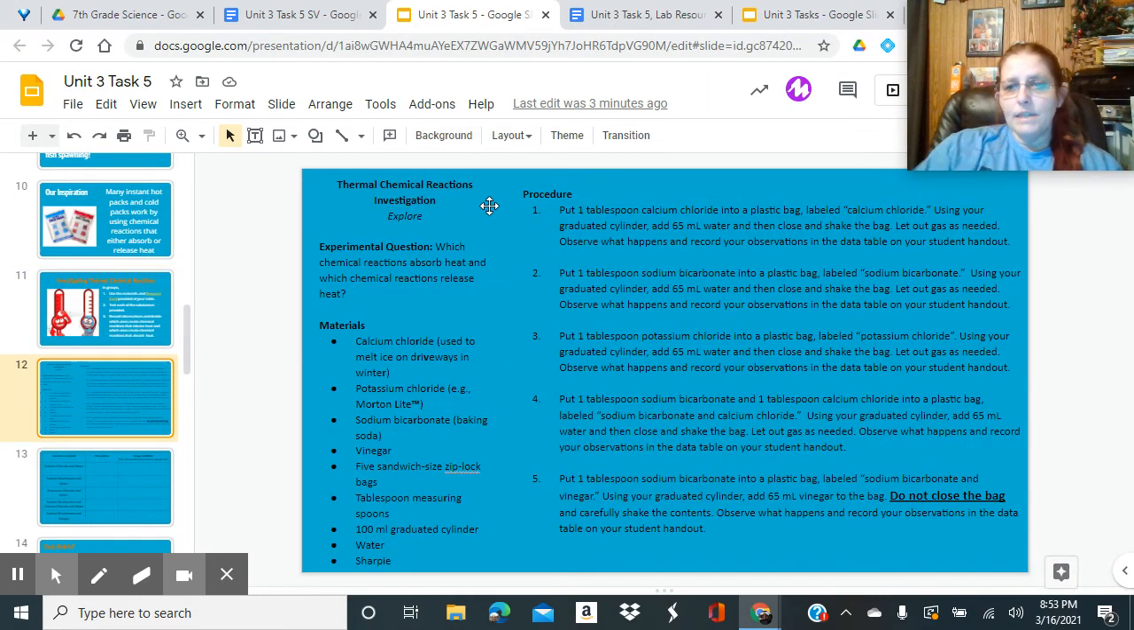So this is the procedure. So if you don't want to click on the link, everything you need is right here. So the materials that you will gather would be calcium chloride, which is what we use for ice melt, potassium chloride, which is basically table salt, sodium bicarbonate, which is baking soda, and vinegar. So you're going to use these, and then this is your process.